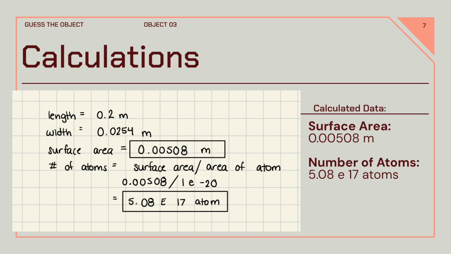For the next calculation, we found the surface area and the number of atoms. We utilized the length of the piece of tape, which was 0.2 meters, and the width, which was 0.0254 meters. We multiplied these together to get the surface area of 0.00508 meters. Finally, we divided the surface area by the area of the atom to find the number of atoms, which was 5.08 E 17 atoms.